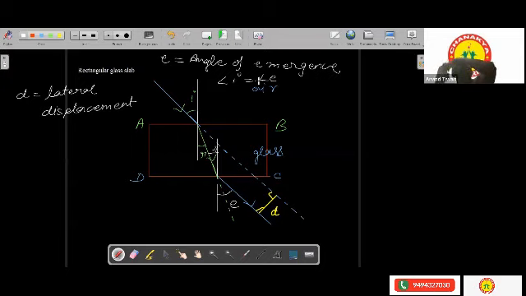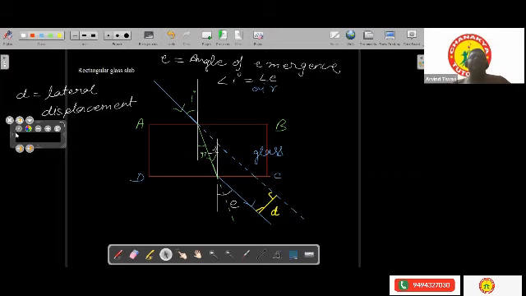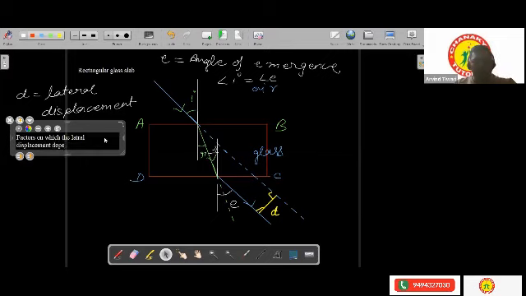So in the case of a glass slab, we observe that there is a lateral displacement. And this lateral displacement between the two light rays is dependent on certain factors. Questions are asked from this one: what are the factors on which the lateral displacement depends? We have seen a number of questions being asked in a number of sample papers. So what are the factors on which the lateral displacement depends?